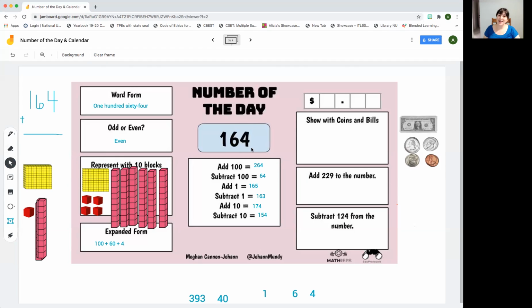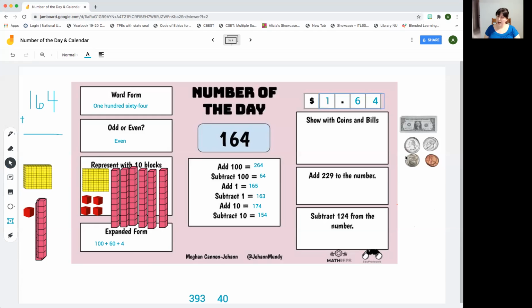If I were to put this in a dollar format, I can say I have $164, or for the sake of today, we're going to go ahead and pretend that the decimal point is between the 1 and the 6, and I have $1 and, which is my decimal, 64 cents. So I'm going to go ahead and write $1.64 right there.